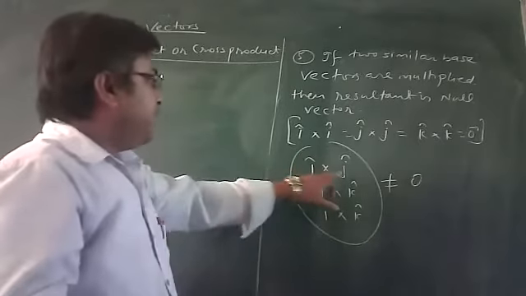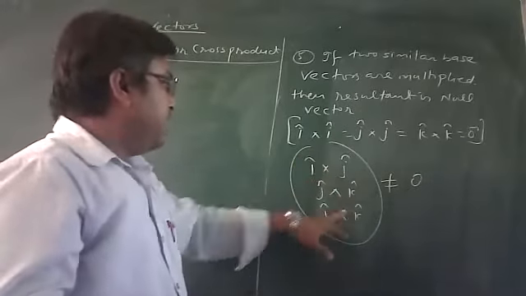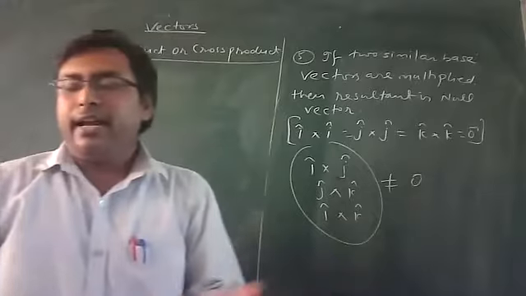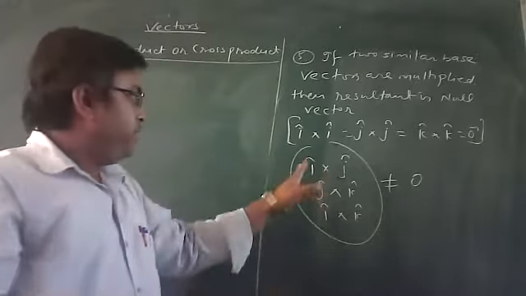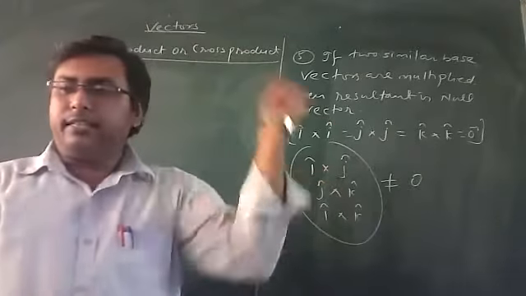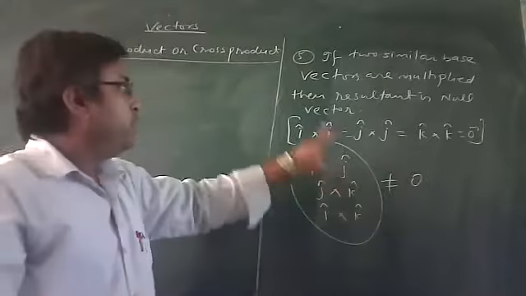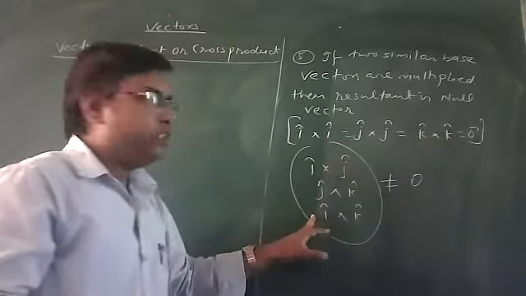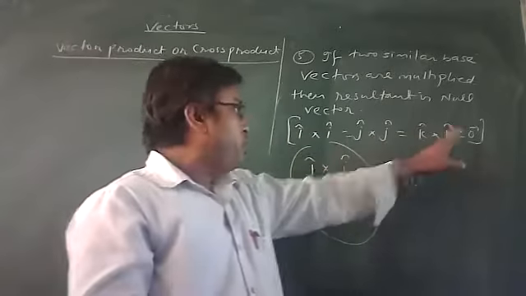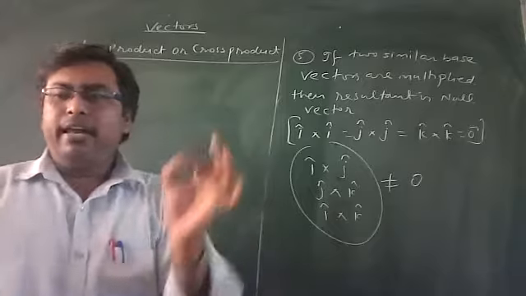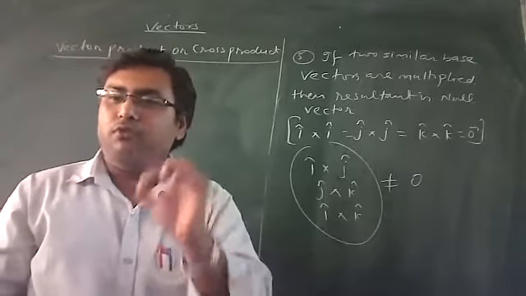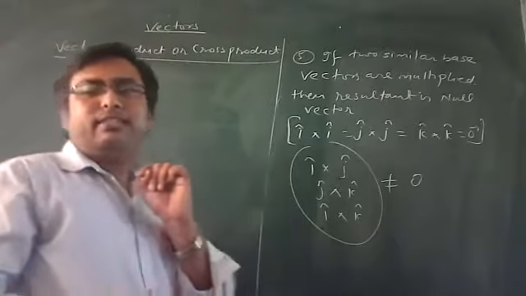If I am multiplying I cross J, J cross K, or I cross K, then the resultant is not 0. In the scalar product, when multiplying different base vectors, the result was 0, and for similar ones the result was 1. But here, similar ones are 0 and different ones have magnitude 1. The major concept here is about direction. What is the sense of direction? Learn the sense of direction.